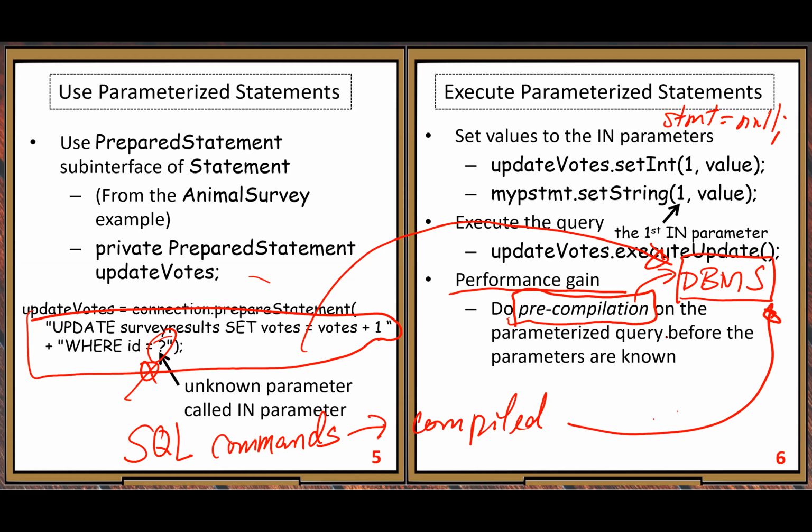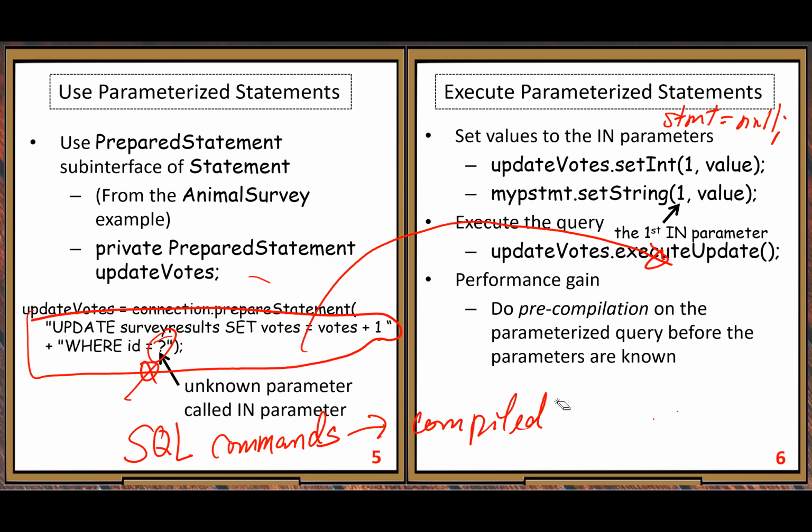So we call that pre-compilation: pre-compilation on the parameterized query before the parameters are known. When you do that, you already generate binary machine instructions from it, although there is a small portion to be fixed at runtime. You just leave it there, and at runtime you will complete the remaining part. Let's assume the pre-compilation completes 90% of the compilation, and you leave 10% for runtime, a very small portion.